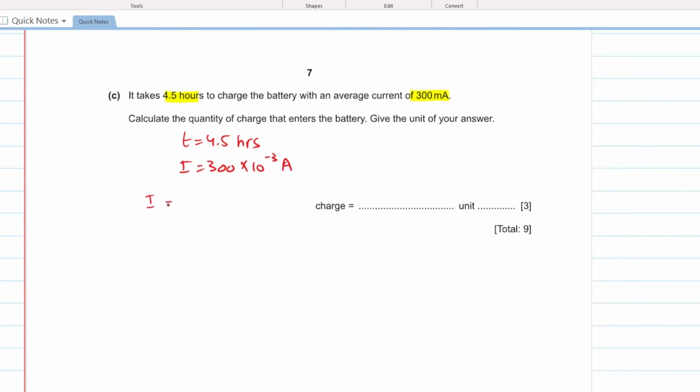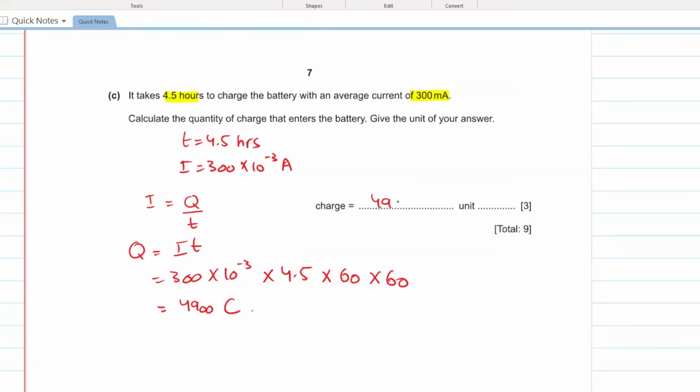Yes. Current is equals to charge over time. Charge is equals to current into time. Current is 300 milliampere, 300 into 10 to the power of minus 3. Time is what? 4.5 hours, 4.5 into 60 minutes in each hour and 60 seconds in each minute. What does your total charge come out to be, beta? Total charge comes out to be 4,900. The unit is coulombs. Is everything clear in question number 3? कोई मसला यहाँ पे ask right अभी.